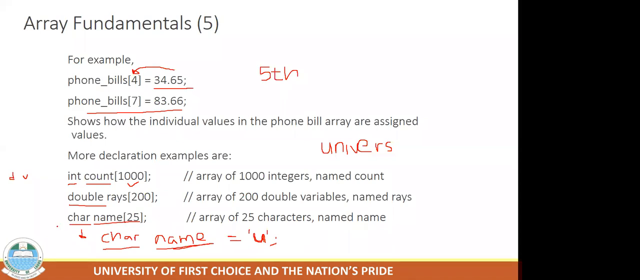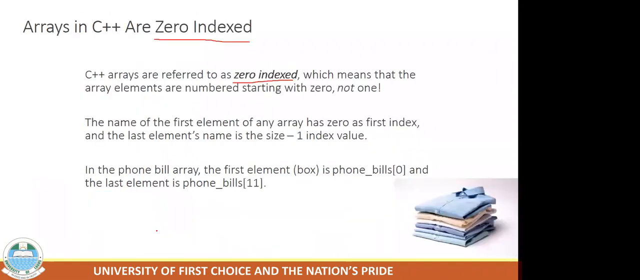So this is how you declare your array of characters. As we proceed, you will have more understanding. Like I told you, a C++ array has zero index. The starting number is 0, not 1. Please don't make the mistake.